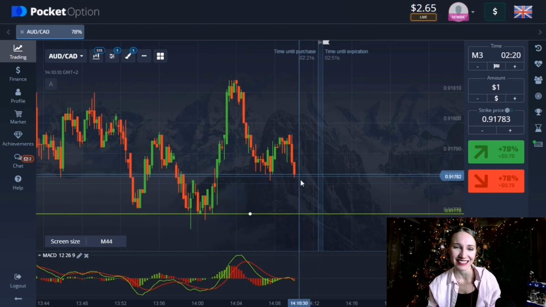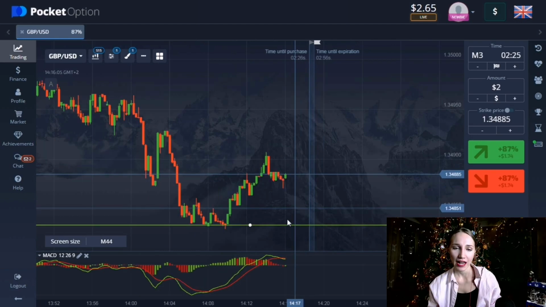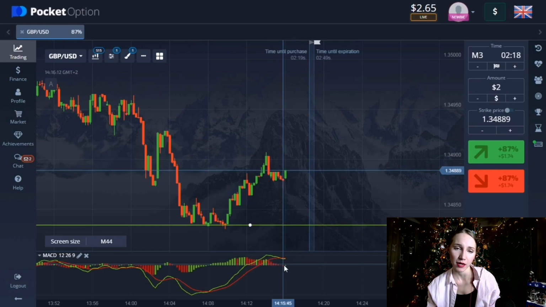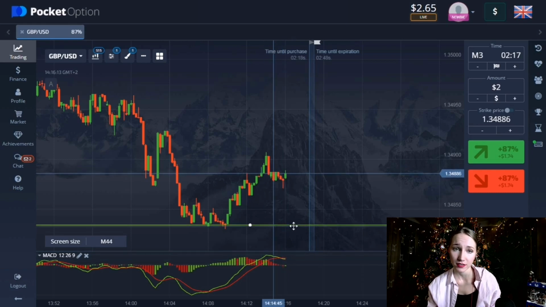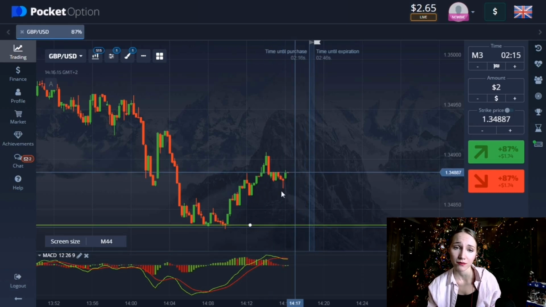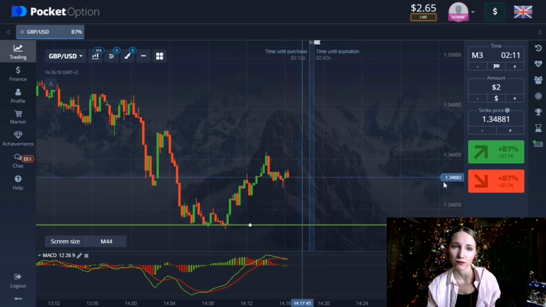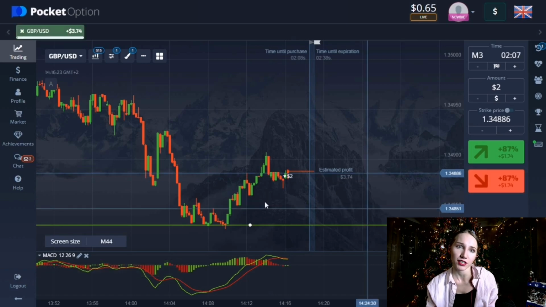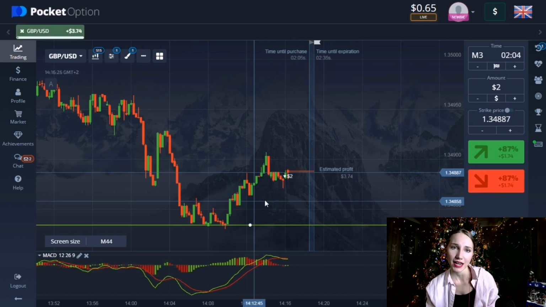So let's continue. Well, here we again can see there's an intersection of our moving averages and everything is happening at the upper part of our indicator. And also you can see the support level here. I think that very soon the price will keep on moving to this level. So let's open a trade for 3 minutes but down, because the general trend is down and we need to wait and see.